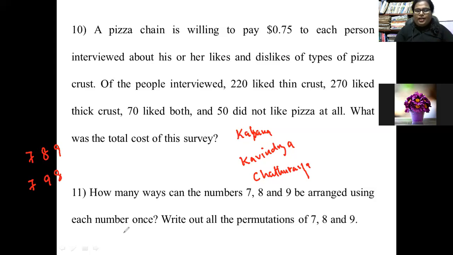Right? So in the question you have to decide that it is a permutation, right? As well, in the question it is given that using each number once.